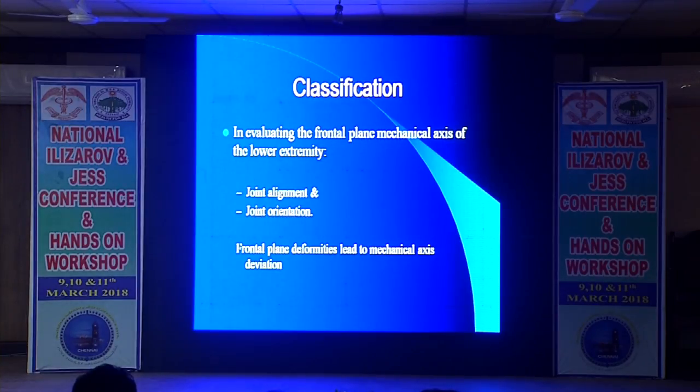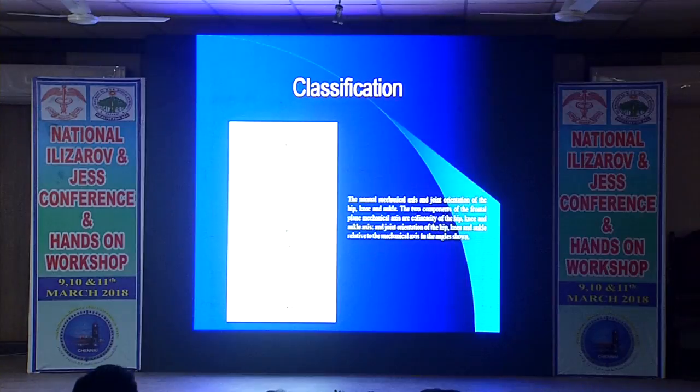Once you know the amount of deformity, you can then go ahead to do the classification. How do you classify that? To classify the deformity, and I'm now concentrating on the mechanical axis of the lower limb for the reason I just explained earlier, you need to know the joint alignment and the joint orientation. And remember, the main area that we concentrate on here is the frontal plane deformity, because that is the one that leads to mechanical axis deviation.